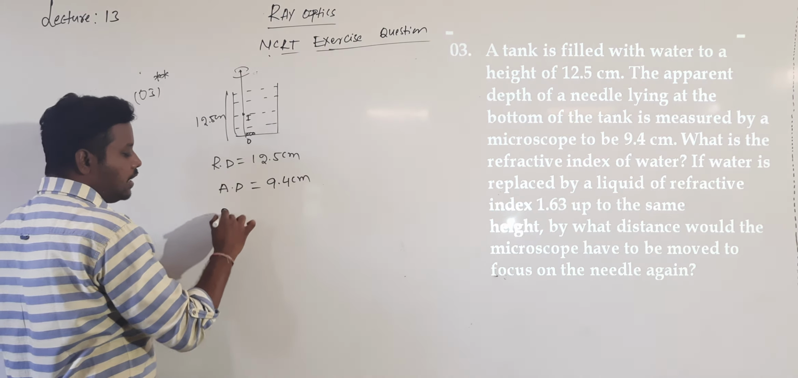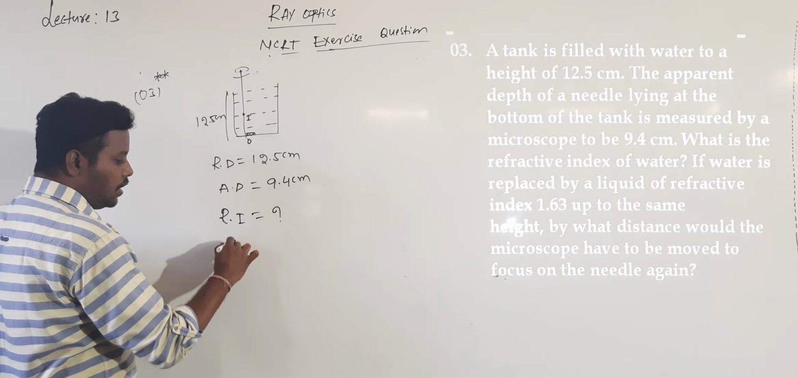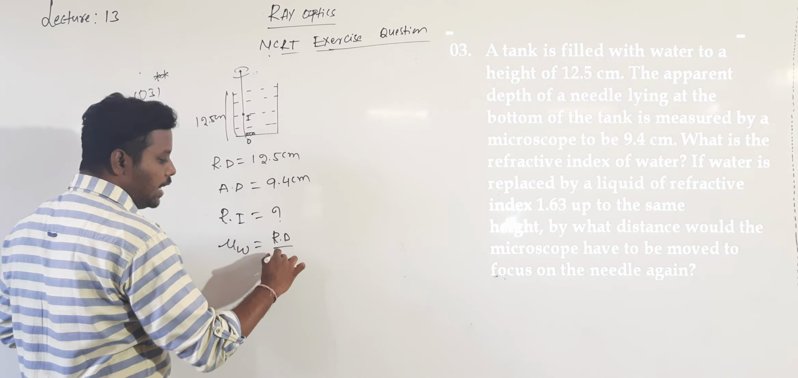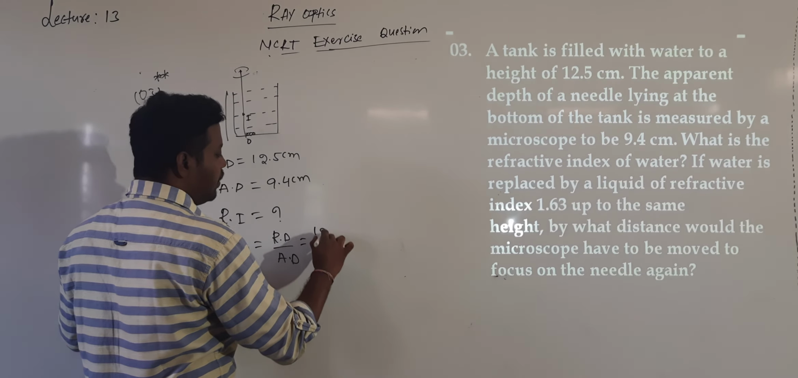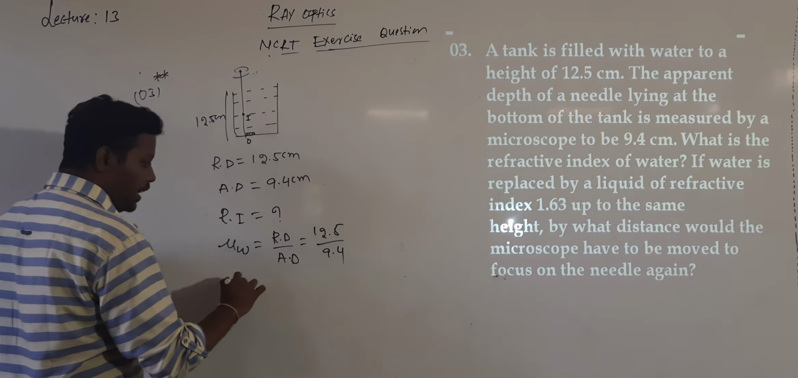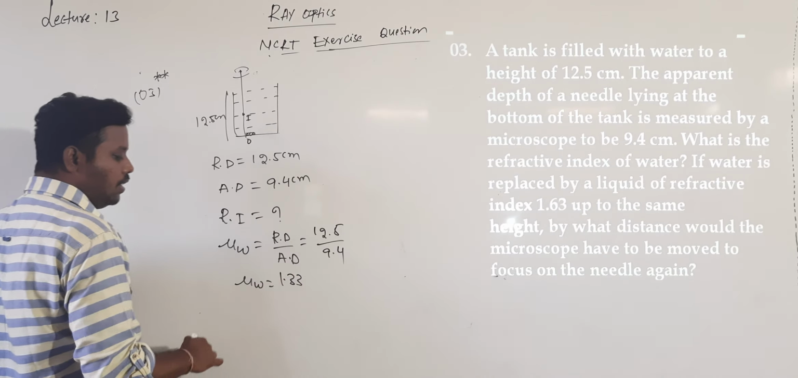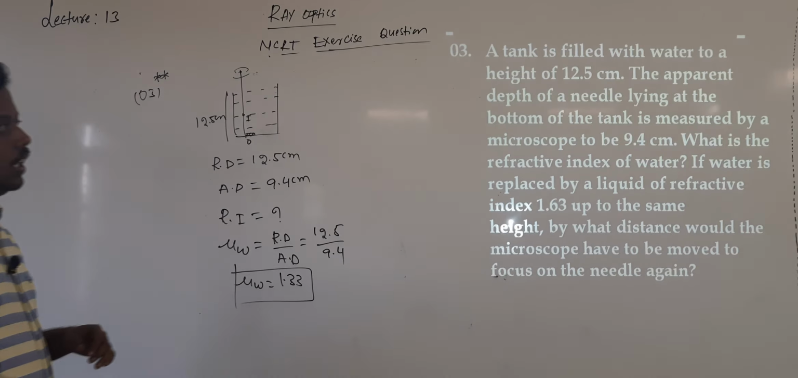So they are asking us to calculate the refractive index value. The refractive index of water, mu w: whenever the object is in a denser medium, it is real depth divided by apparent depth. What is the real depth value? The real depth value is 12.5 divided by 9.4. So we will get the refractive index value 1.33. So this is the refractive index of water. Understood?